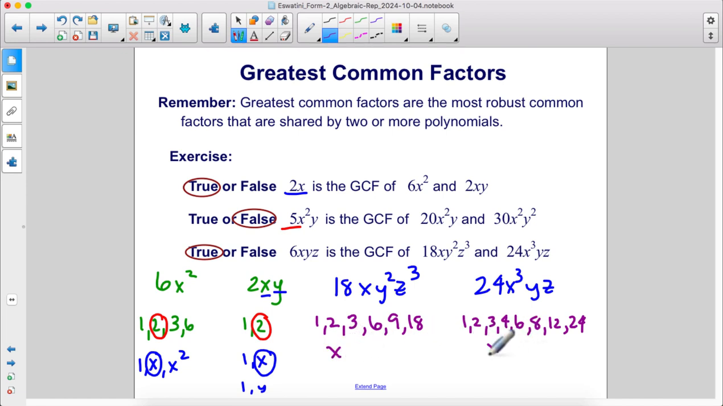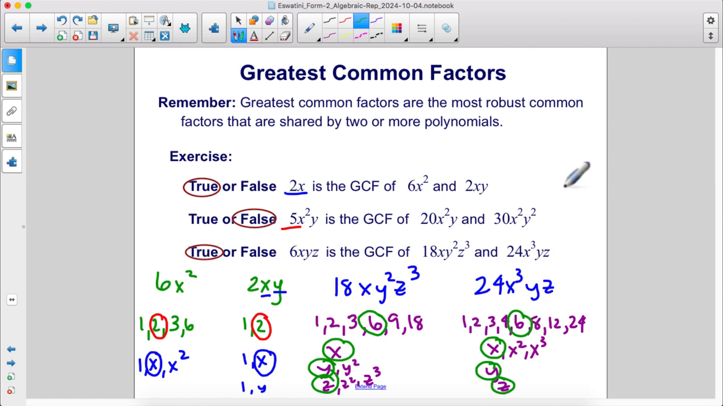Over here we have x squared, x cubed. Over here we have y and y squared. Over here we have just y. And then we have z squared and z cubed, but over here we just have z. Okay, so the greatest is going to be 6. We have x, y, and z. 6xyz. So the answer is true.